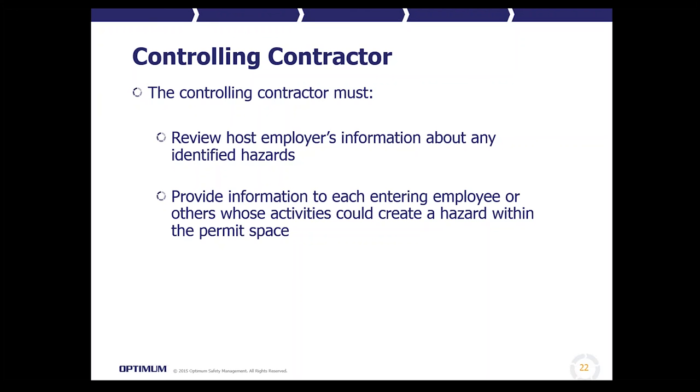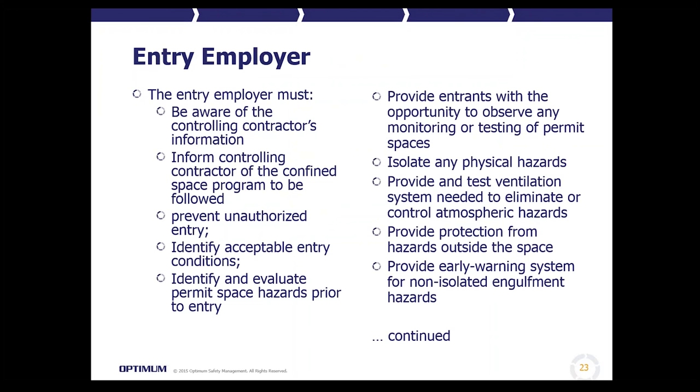Again, communication is key. And then we get to the entry employer. So this is the employer who's actually going to have employees go into that space to perform some work. And as you can imagine, there's a lot more responsibilities if you actually have the employees going into that space. So they need to be aware of all the controlling contractor's information. So again, communication between not only the host and controlling contractor, but the entry employer, those all have to be taken care of before the job starts.